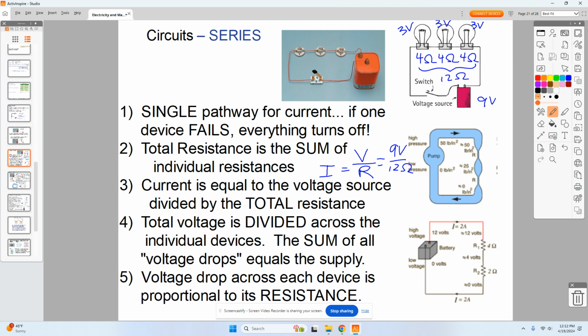Now that current, you can think of it flowing through that wire, through that bulb, through that wire, through that bulb, returning to the power supply. What will happen if I pull this one out?